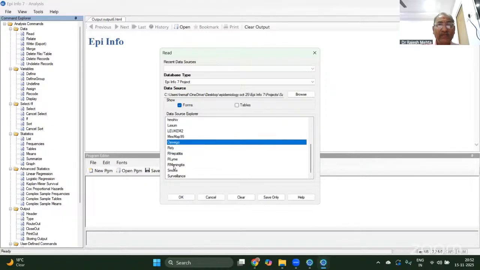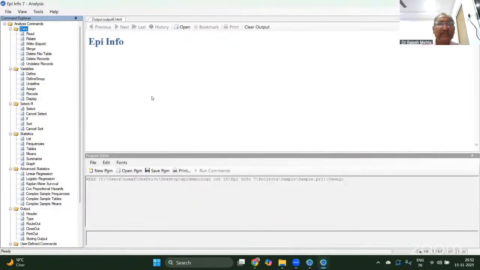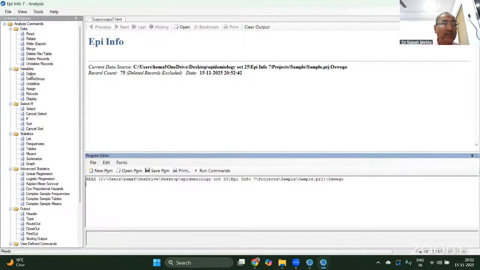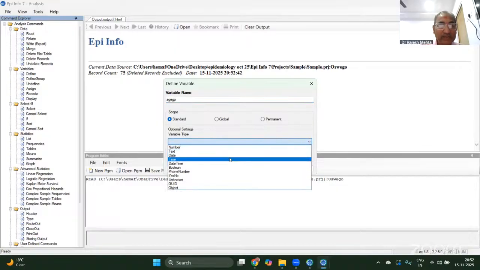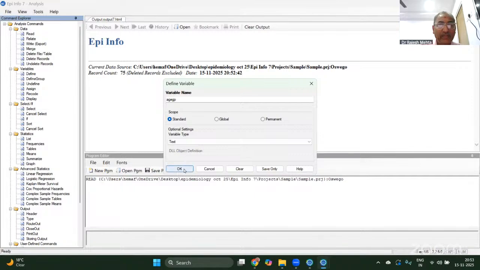This is a recode command we are using just for the sample. There are so many other commands which you should try to learn. Now, let us define the variable age group is X. Okay.